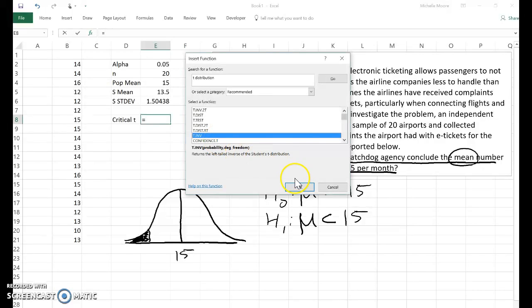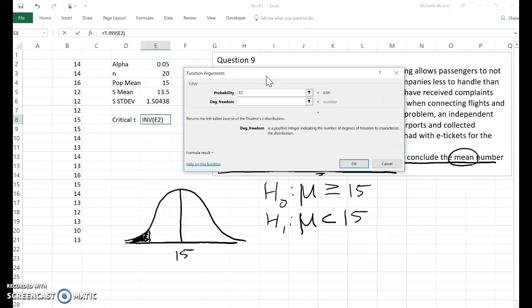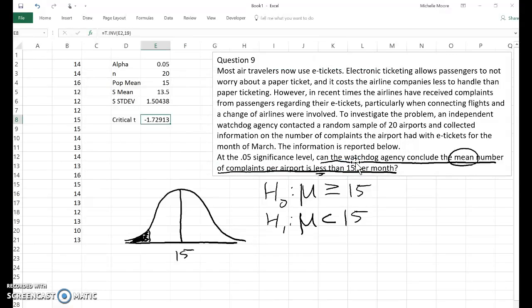Okay, so t.inv, we need to know two things. We need to know the probability, which we have. That was 0.05. And then our degrees of freedom. Now, if you remember, degrees of freedom is n minus 1, which makes our degrees of freedom 19, because we had a sample size over here of 20. So we end up with a critical value of negative 1.729. So we have negative 1.729.